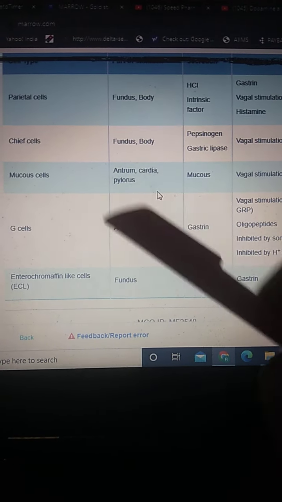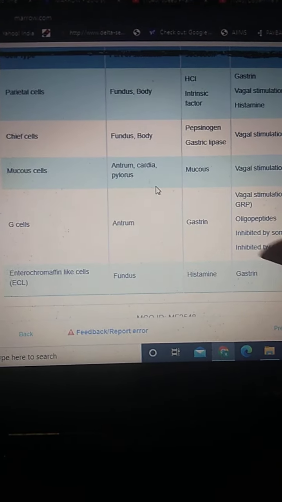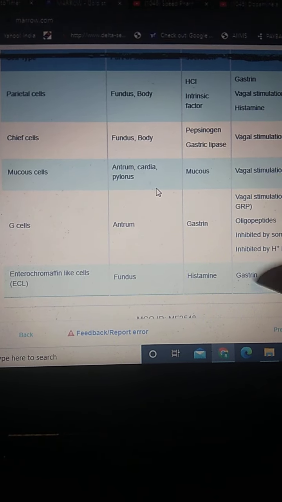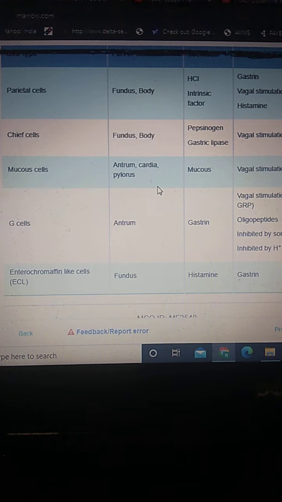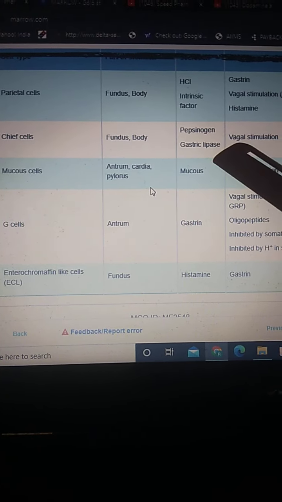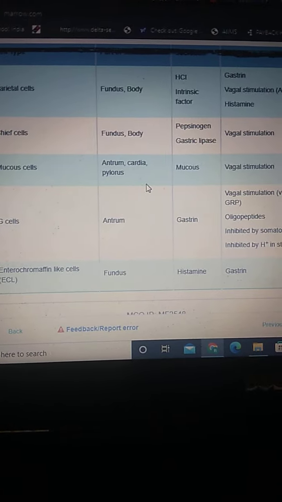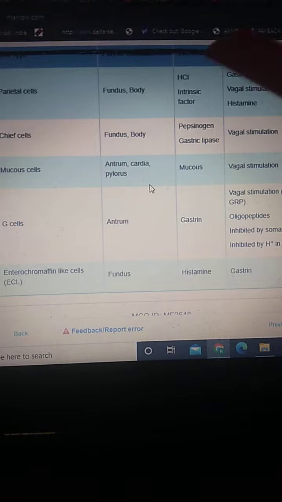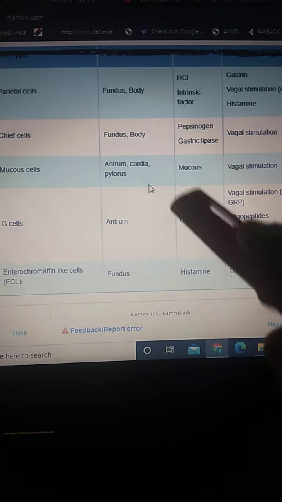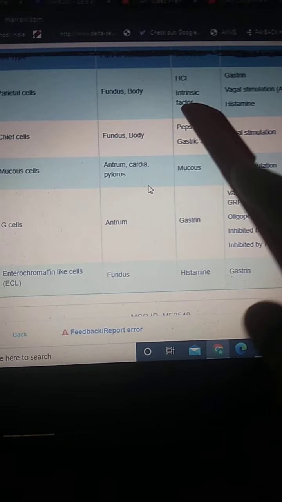Okay, so we finished the mucous cells and the parietal cells. For enterochromaffin cells, to secrete histamine, gastrin is required. Gastrin comes from the G cells. Then the chief cells, which secrete pepsinogen and gastric lipase, require vagal stimulation. Now finally the gastrin, which helps in everything. Gastrin will help in HCl secretion, in intrinsic factor secretion, and in histamine secretion, which in turn helps in increasing the HCl secretion.